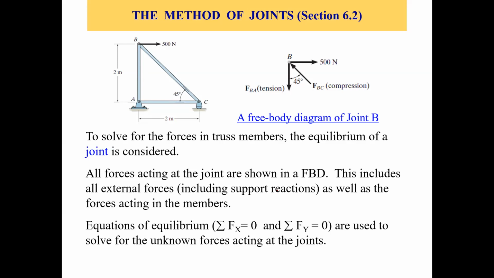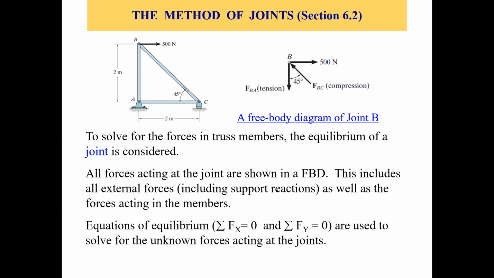So all forces acting at the joint are shown in a free body diagram, right? So we make a free body diagram of that joint. This includes all external forces, including support reactions, as well as the forces acting in the members, or the member forces or internal forces in the members. So all these forces, the external forces, support reactions, and the member forces, we show on the free body diagram. And then we apply equations of equilibrium, sigma Fx equals 0 or sigma Fy equals 0 to solve for the unknown forces acting at that joint, right?